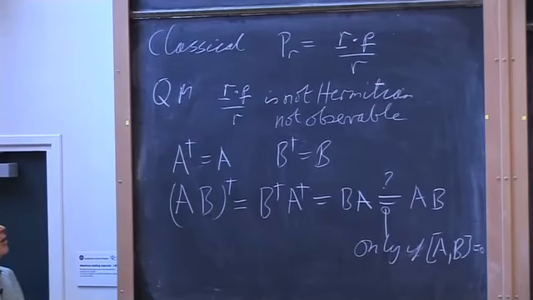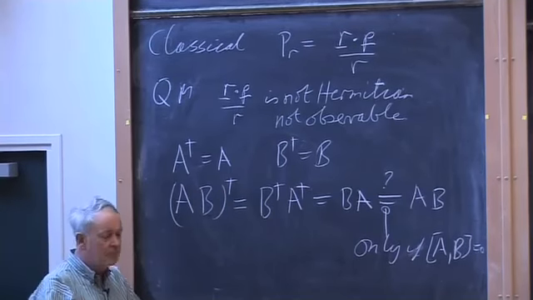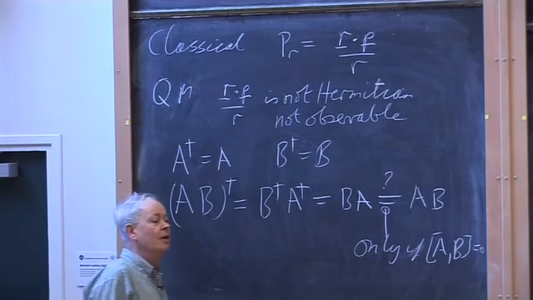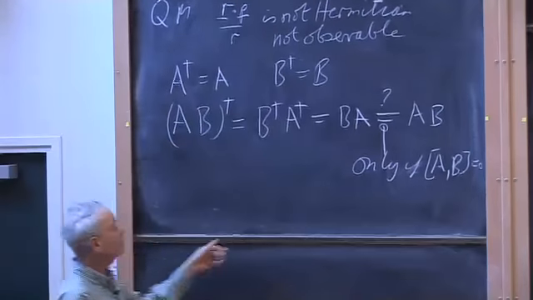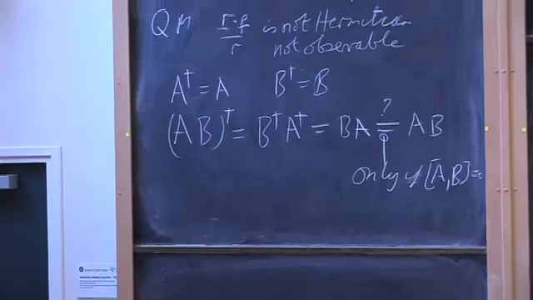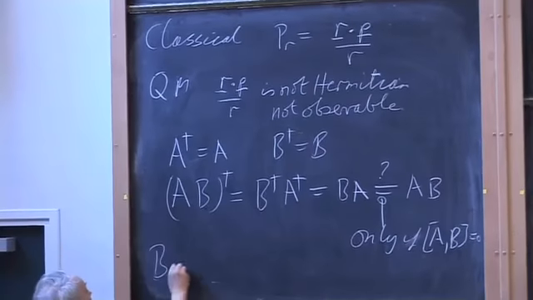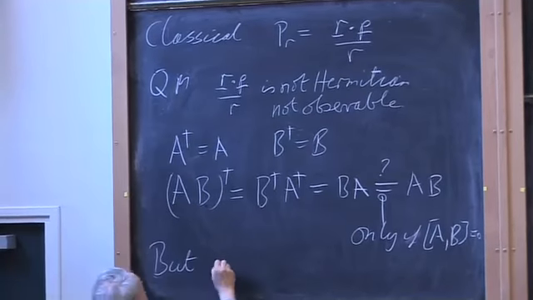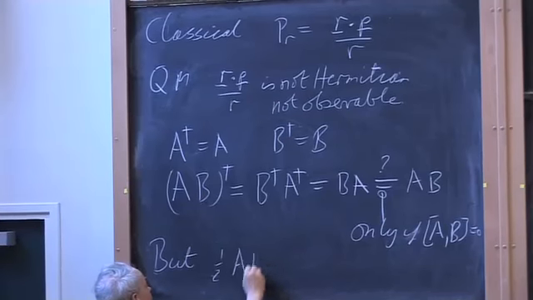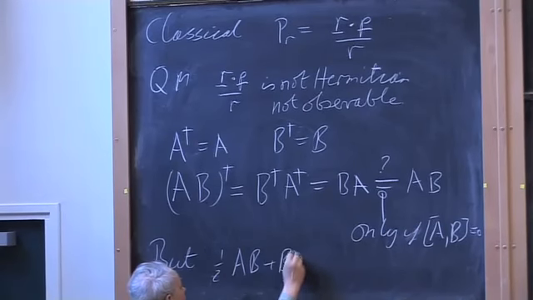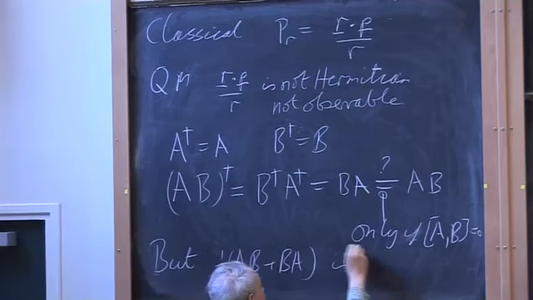So it can't be what we're looking for. We're looking for something, the momentum in the radial direction, which is observable-ish. All right. Well, there's a fix to this problem. There's a general fix, and we're going to use it. If we do a half of AB plus BA, this is Hermitian.